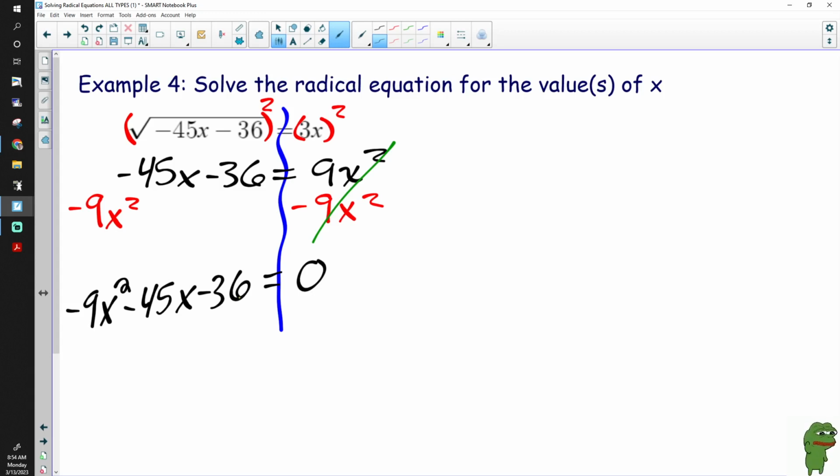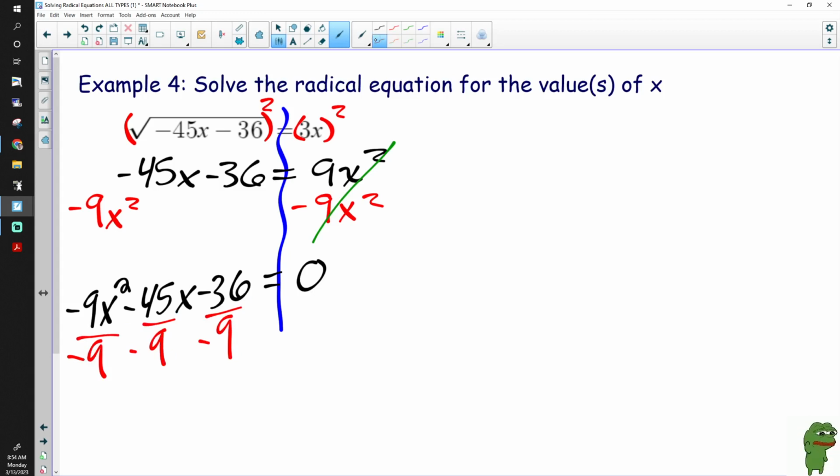What can you divide negative 9, negative 45, and negative 36 by? Can't do 3, but there's a bigger one. 9. We're going to divide them all by 9. I would even do negative 9. Then we'll have all positive numbers. But either one would work.